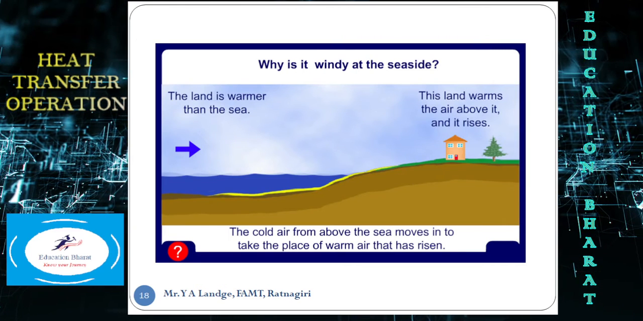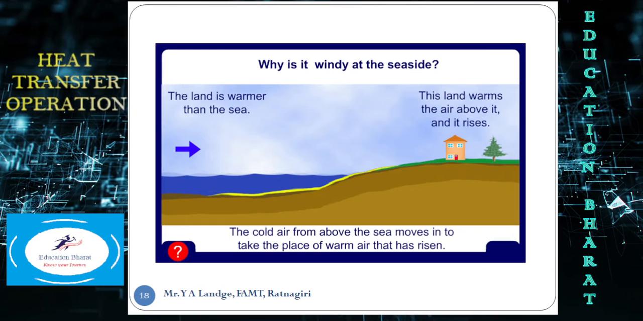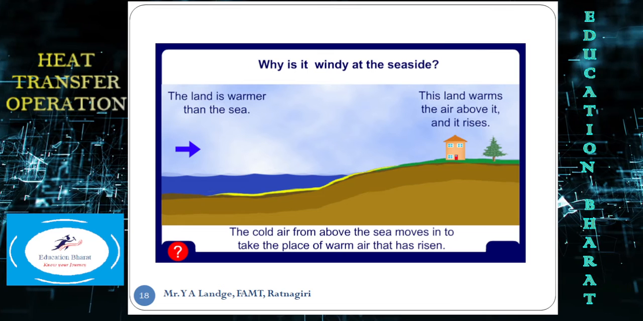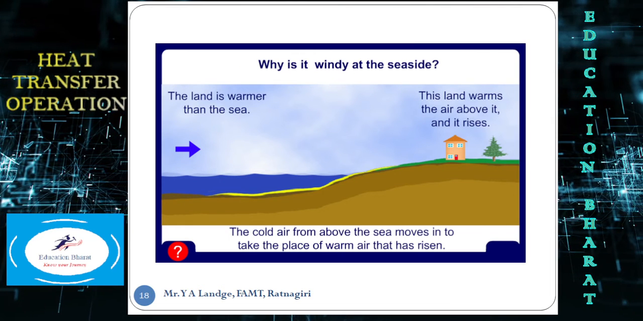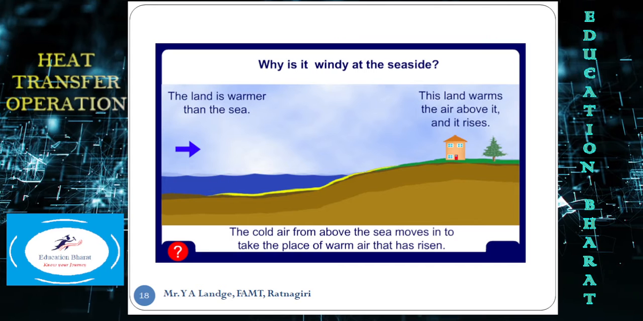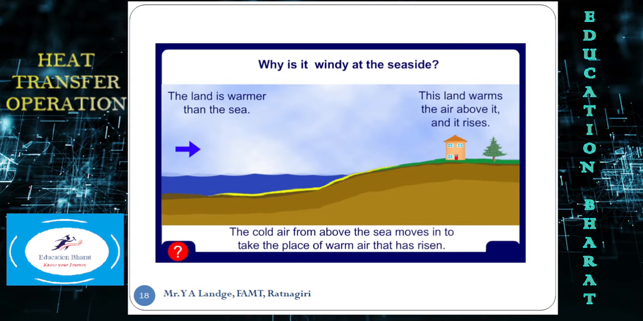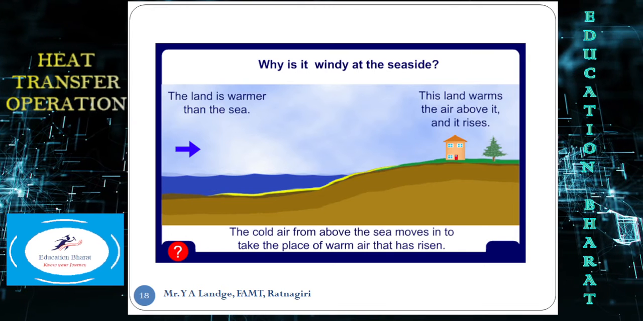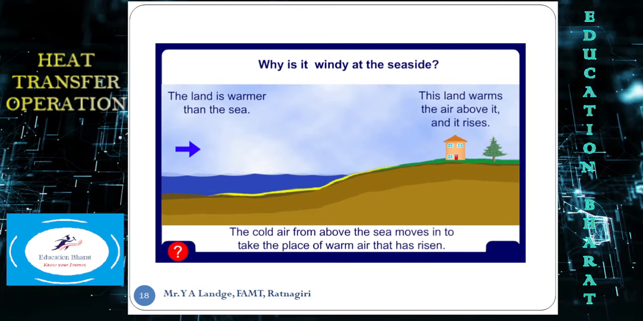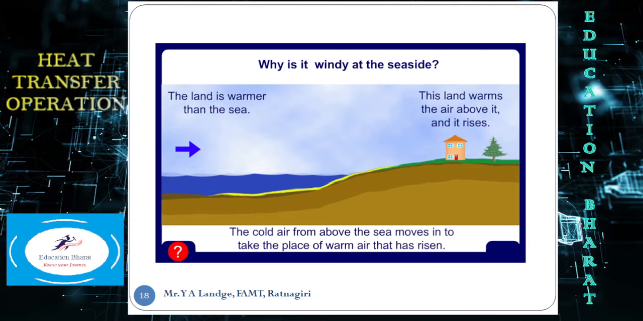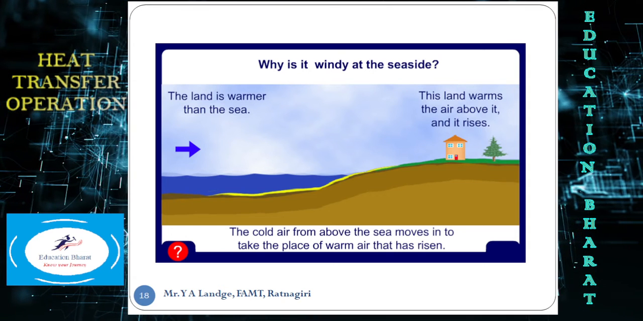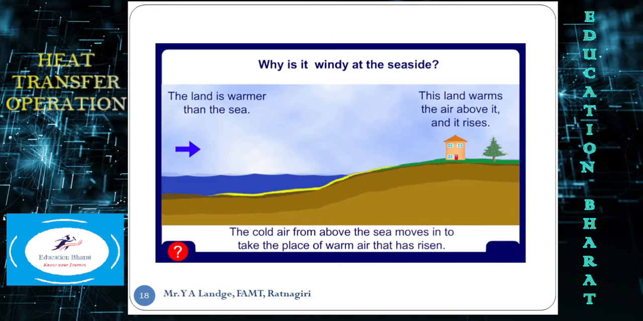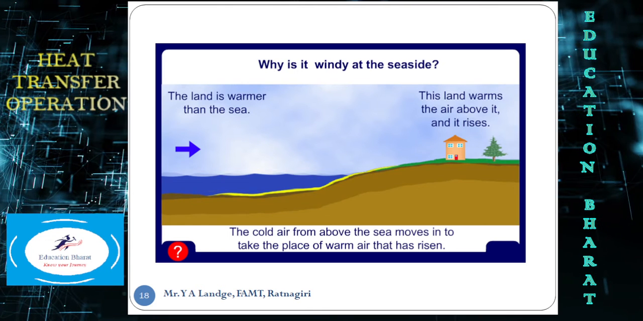Now the question is, as this is the last section of this video: why is it windy at the seaside? What is the reason behind it? Again, the answer is hidden in convection. Now we know that in natural convection, because of the density difference, the buoyancy forces are active, and because of that, the cold air or cold fluid pushes the hot air or hot fluid. The same thing happens here.